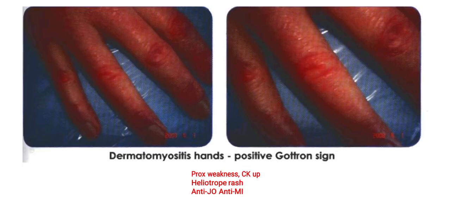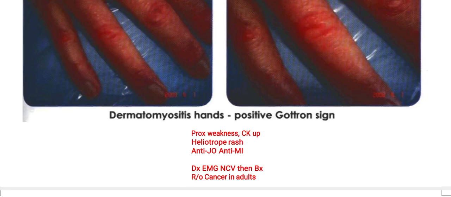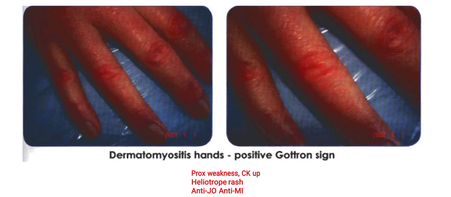Here you can see the picture of dermatomyositis of the hands. There is proximal weakness, creatine kinase will be raised, and we have to check for heliotrope rash, anti-Jo, and anti-Mi. For diagnostic investigation, electromyography and nerve conduction velocity, and then we have to rule out malignancy in adults. So this is the case of dermatomyositis.